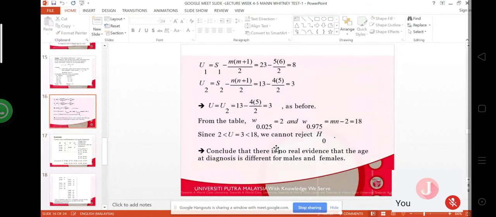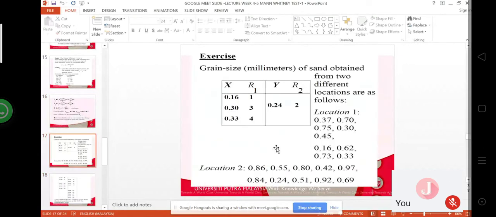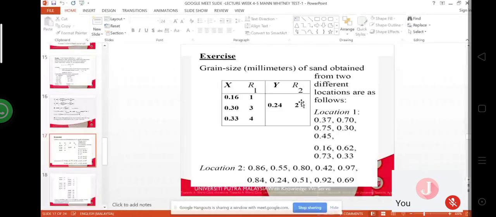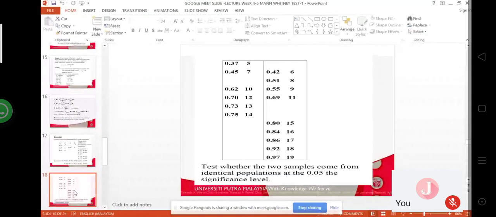Okay, now for another exercise. If you look at slide number 17, you try to understand this slide. This is very simple, just an exercise for you to do. Everything just follow closely like what I explained to you before. The same thing, no need to explain.